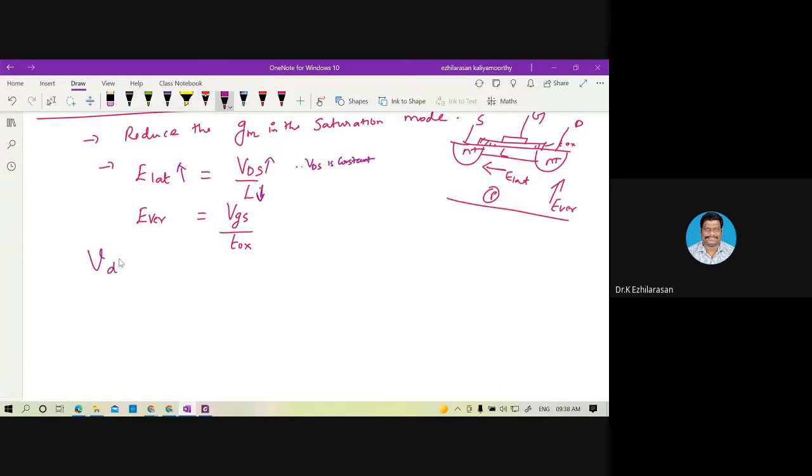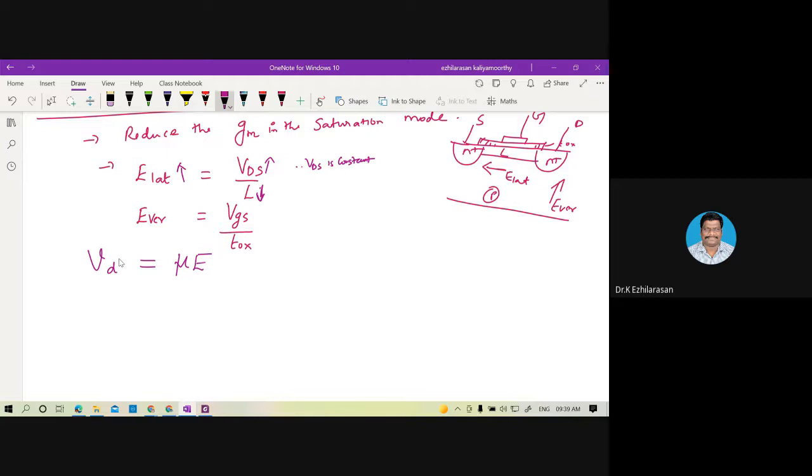Drift velocity, the relation will be like this: drift velocity will be mu into E. Mu is nothing but the mobility, and E is nothing but your electric field. What is the meaning of the drift velocity? It is how fast the electrons will be swept. Here, velocity means, simply, how fast the electrons will move from source to drain.